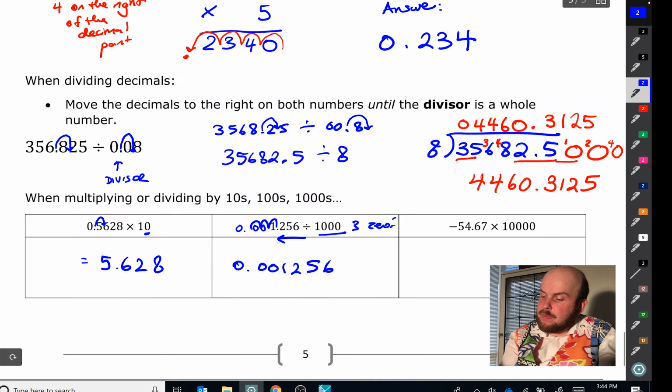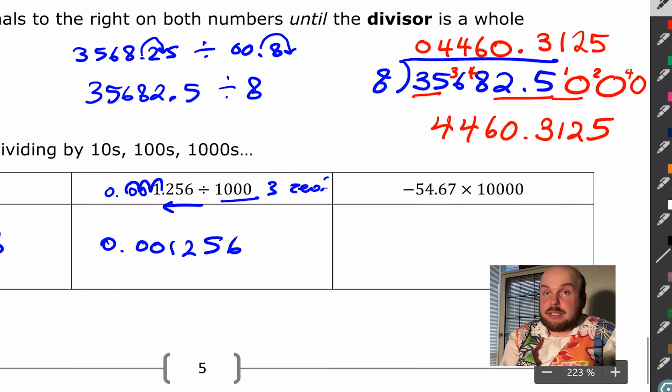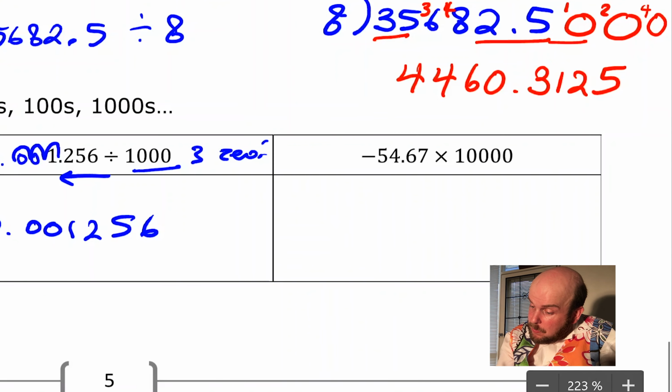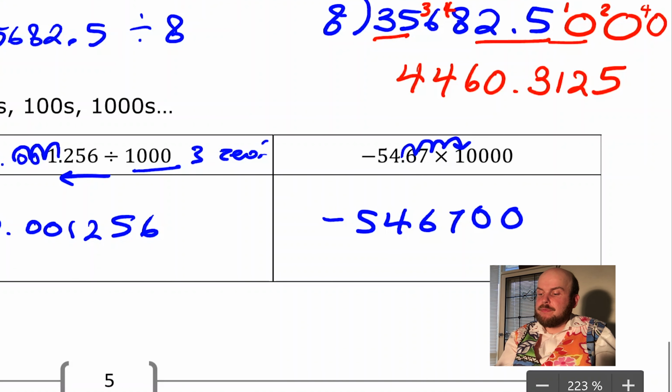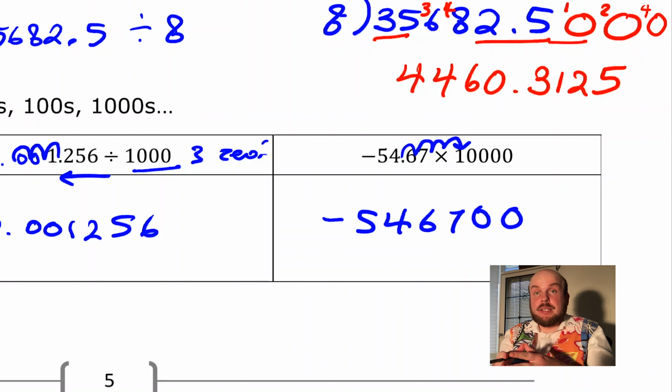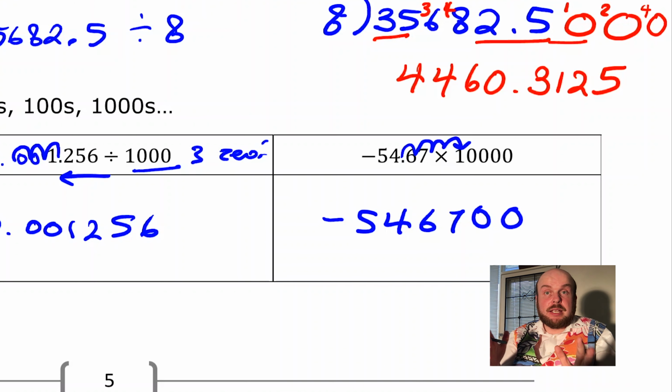So it becomes 0.001256. And it's still the same even if it's a negative number. So we've got 1, 2, 3, 4. 1, 2, 3, 4 to the right. So negative 1, 5, 4, 6, 7, 1, 2, 3, 4, 0, 0. You can put your commas in if you like, but otherwise leave it as is. And that's multiplying and dividing by decimals.